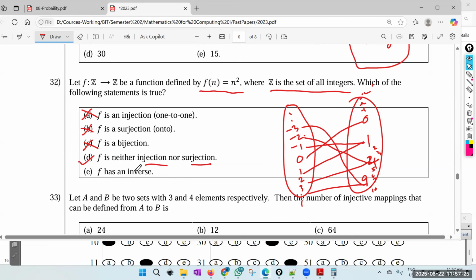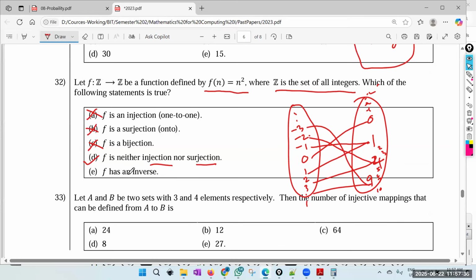Has an inverse. Of course, every function has an inverse, right? Every function, every relation has an inverse. But whether its inverse is a function is a different story. Because this is many to 1, its inverse is not a function. It has an inverse, but its inverse is not a function because the inverse is 1 to many. Because 1 is mapped from -1 and from 1. But this doesn't say f has an inverse function. It just says f has an inverse. Of course, I will say f has an inverse because it doesn't use the word function. I'll go for D and E.